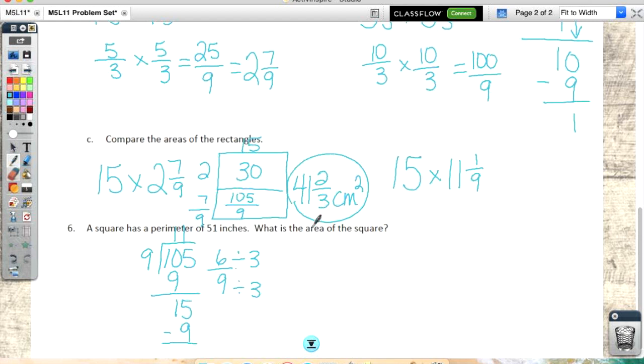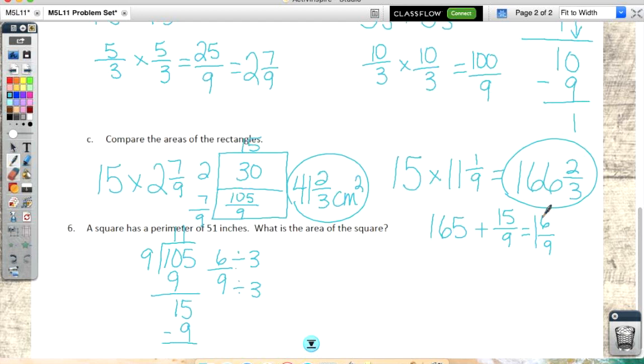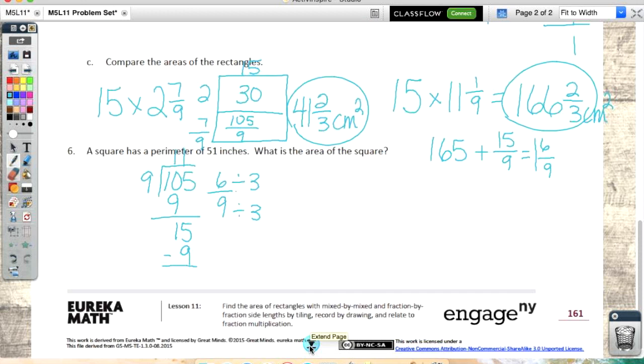So that's one of them. The other one, can we do it real quick? I know we're out of time, but we'll do it fast, okay? So 15 times 11. Anybody know what that is? 165. Yeah. 165? You sure? Yes. 15 times 1/9. 15 ninths, which is 1 and 6 ninths. So we've got 166 and 2/3. Forgot my label. So Caroline has a much larger area, which we already knew, right? And it looks like we're going to have to skip the last one. Good job.